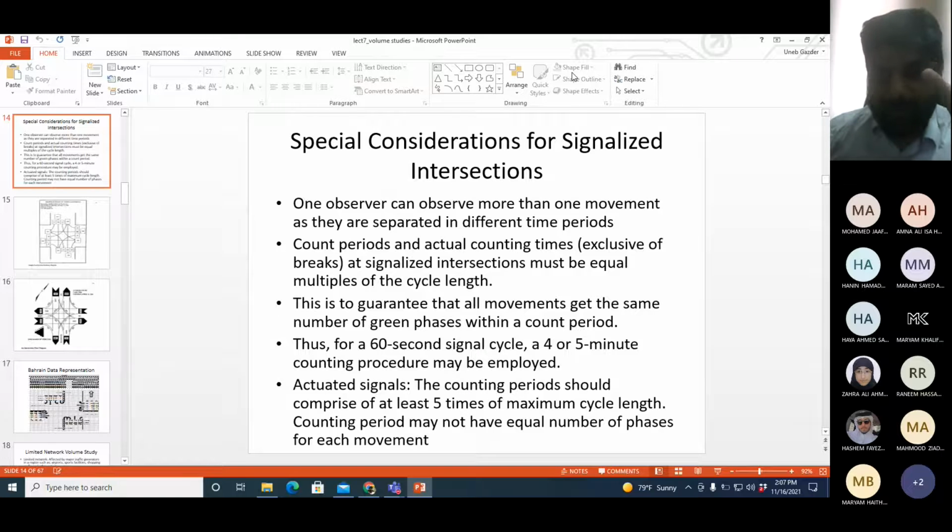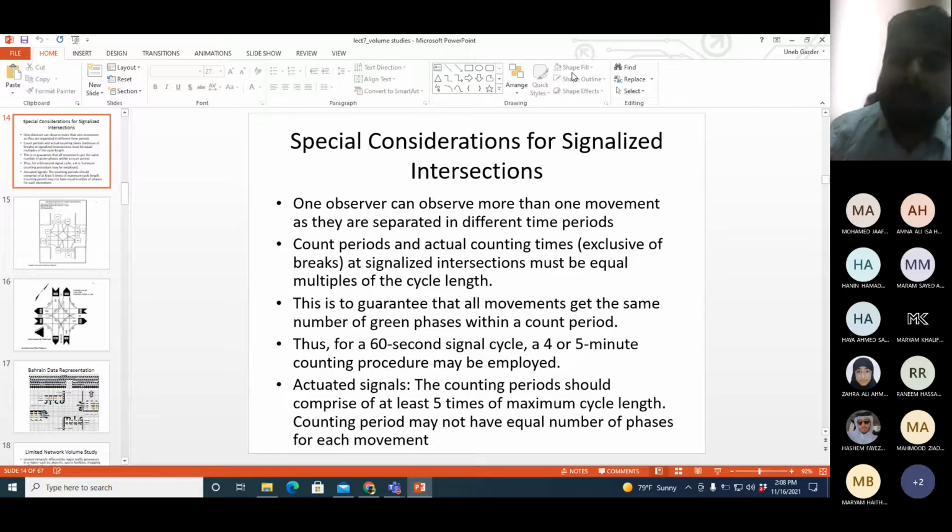Okay, so your 5 minutes counting period is not good, because what will happen in 5 minutes? In 5 minutes, you will have one cycle, 1.5 minutes. Second cycle, 3 minutes. Third cycle, 4.5 minutes. Okay, your counting period is 5 minutes, right? So in 4.5 minutes, you will have 3 complete cycles. Okay, so 3 times all movements have received green.